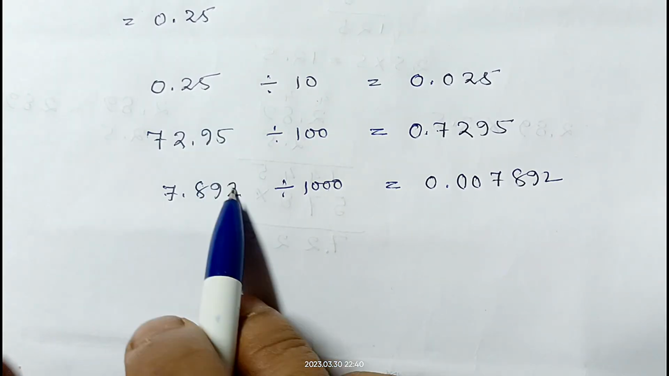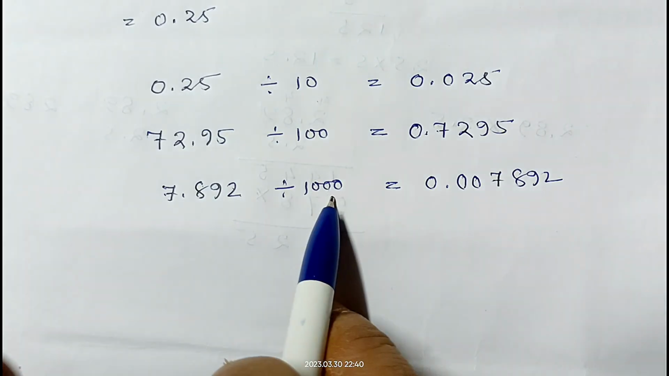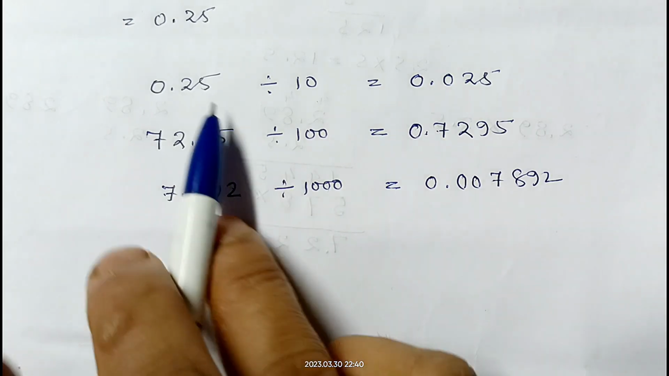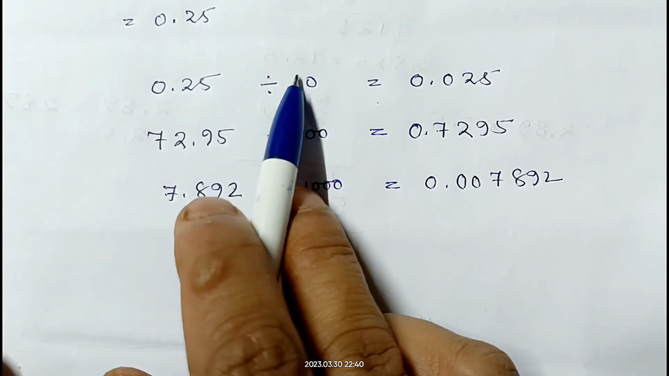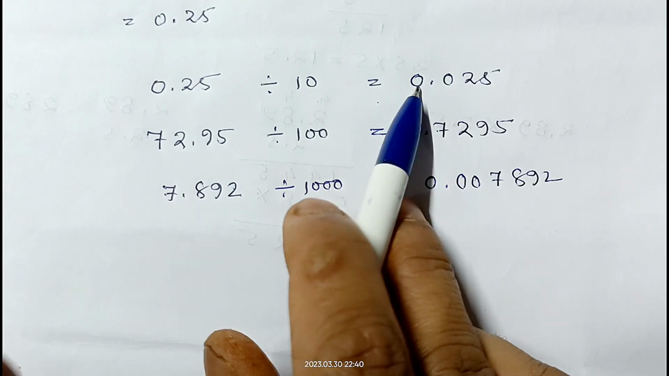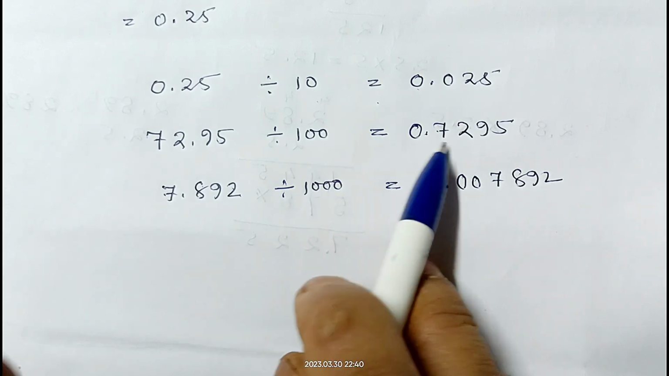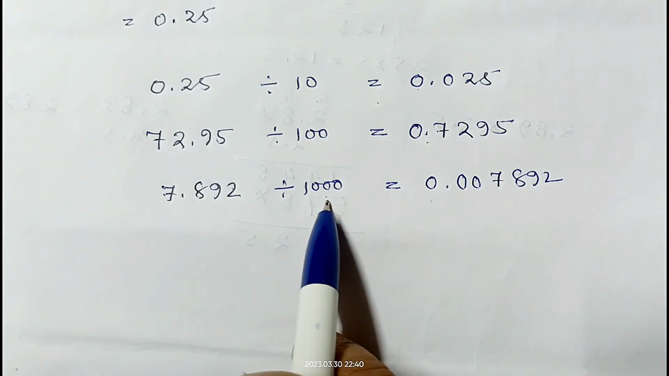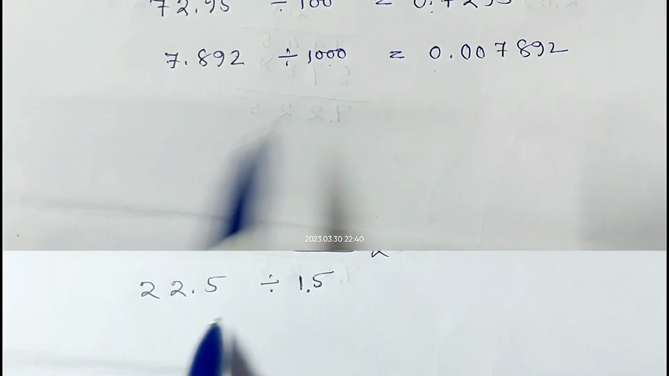0.007892. So when we divide any decimal by 10 or 100 or 1000, then we have to shift the decimal to the left hand side. If you are dividing by 10, it will shift one place. Dividing by 100, two places. Dividing by 1000, it will shift three places.